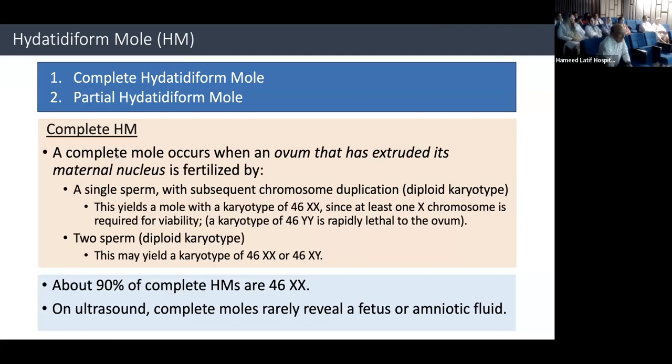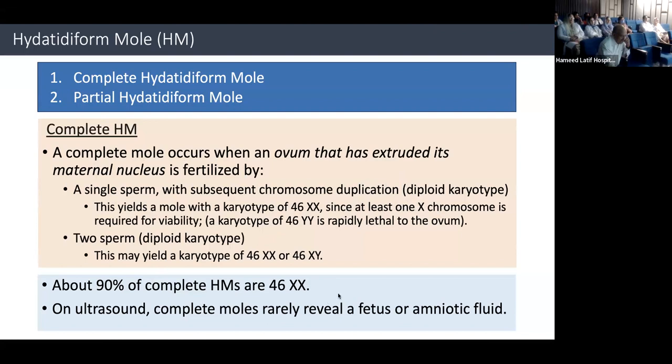fertilization of an ovum which is devoid of its nucleus. The nucleus has been extruded out, and either a single sperm, after having fertilized that ovum, multiplies its chromosomes and becomes a diploid karyotype, or it is fertilized with two sperms. About 90% of complete hydatidiform moles are 46XX.